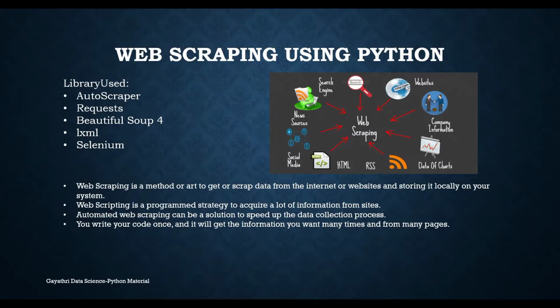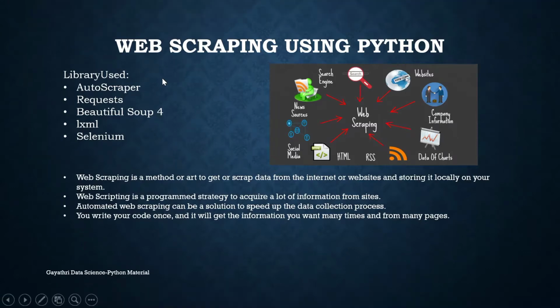Okay. So web scraping, as it is mentioned in the presentation here, some of the libraries used are Autoscraper, Requests, Beautiful Soup 4, LXML, and Selenium. Other than this, there are other libraries too, but most popularly used are these libraries.